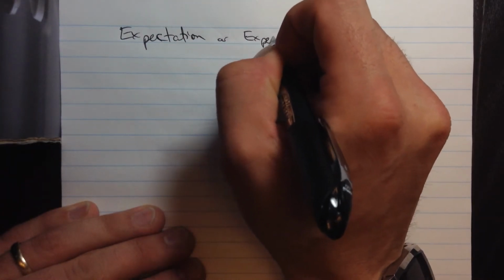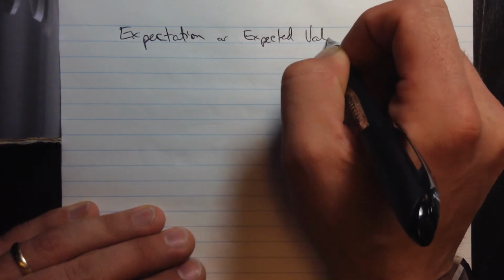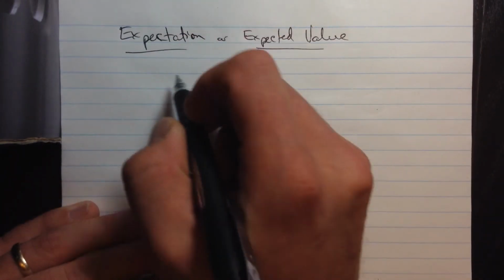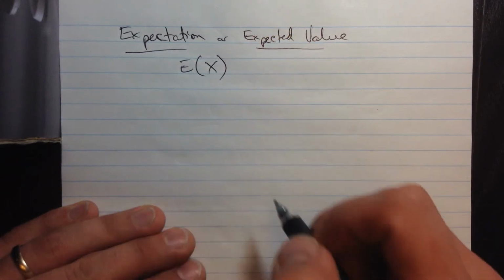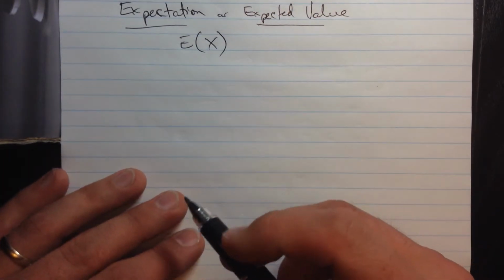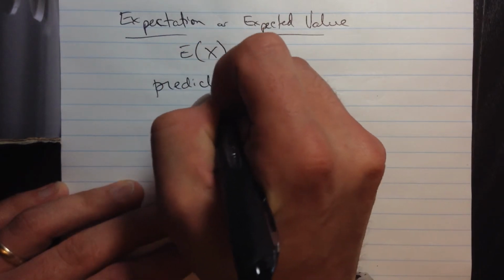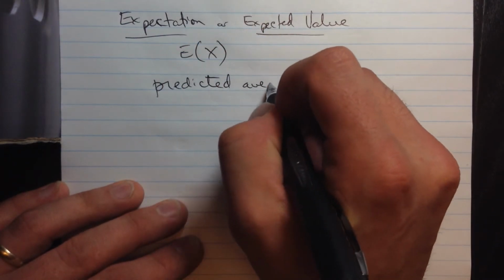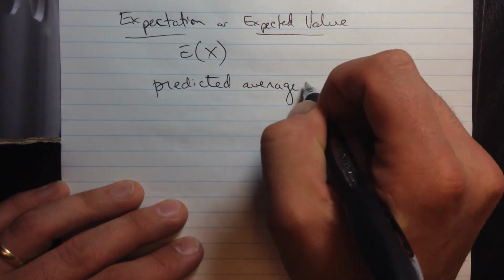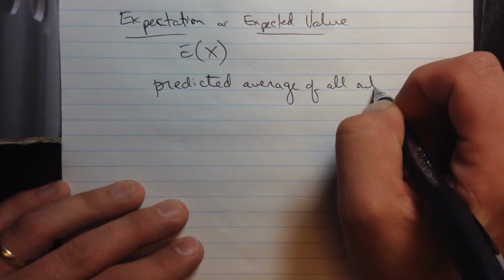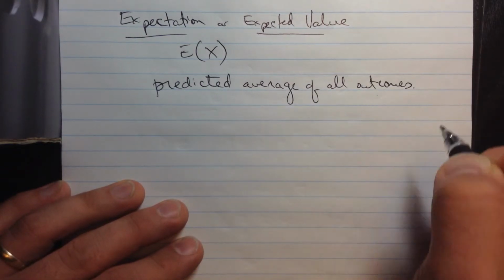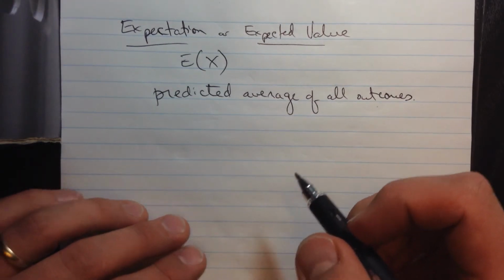Expectation, or expected value, which we write as E of X, capital X. That means it's the predicted average, or what we expect to have as an average of all outcomes. And remember, it's important that these outcomes have a value attached to them.